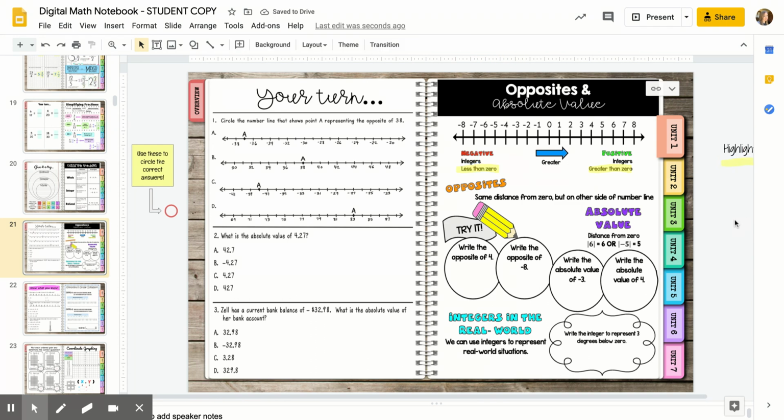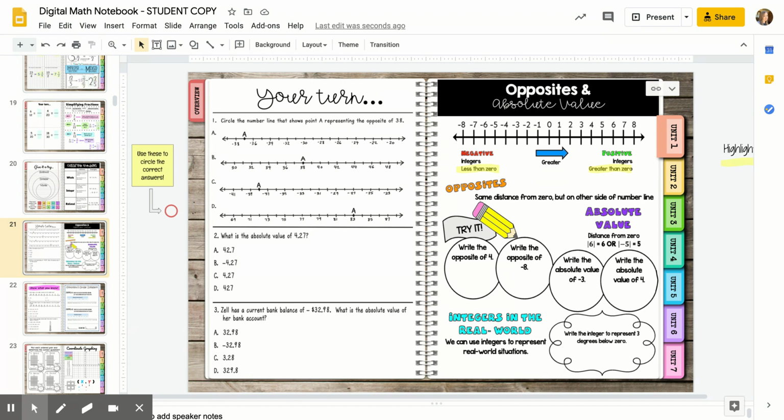So positive integers are greater than 0. Negative integers are less than 0. And notice it shows an arrow. So as numbers go to the right on a number line, they get bigger or greater. Okay? And then obviously that means that as they go to the left on the number line, they are getting smaller. So the first thing that we're going to learn about today are opposites.